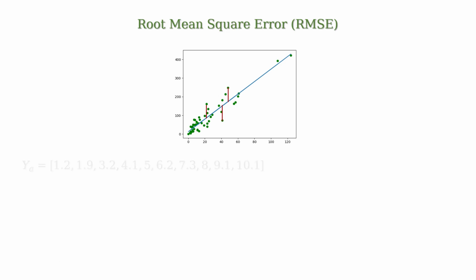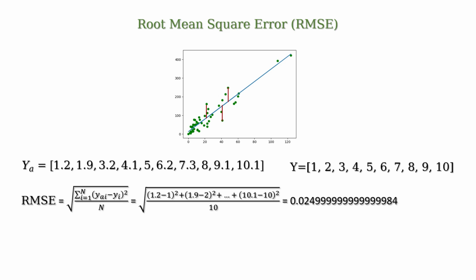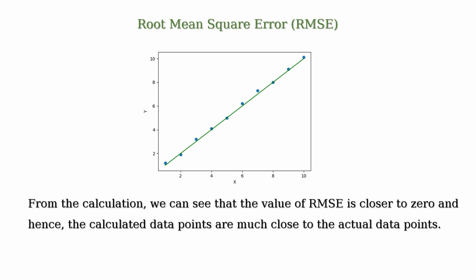So, let's look back at our example. In the example, the actual values ya are like the following, and the calculated values y are like the following. So, the root mean square error will be 0.0249 after the calculation. From the calculation we can see that the value of RMSE is closer to 0 and hence the calculated data points are much closer to the actual data points.